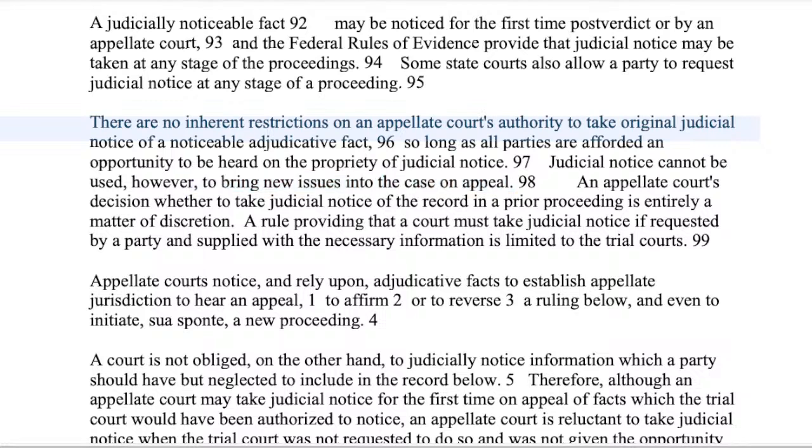Judicial notice cannot be used, however, to bring new issues into the case on appeal. An appellate court's decision whether to take judicial notice of the record in a prior proceeding is entirely a matter of discretion. A rule providing that a court must take judicial notice if requested by a party and supplied with the necessary information is limited to the trial courts. Appellate courts notice and rely upon adjudicative facts to establish appellate jurisdiction to hear an appeal, to affirm or to reverse a ruling below, and even to initiate sua sponte, a new proceeding.